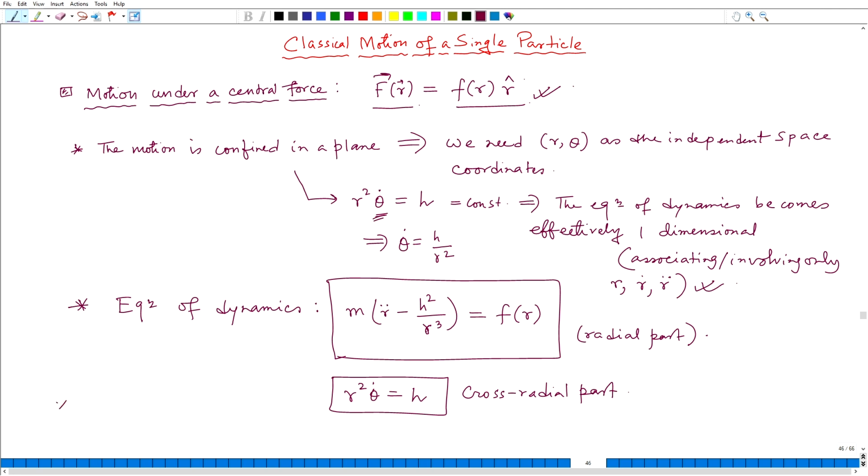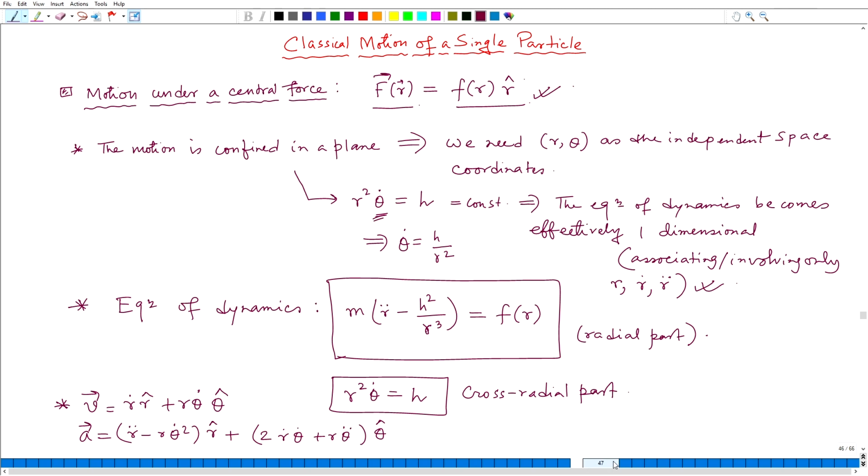Now, I also showed that the velocity is given by r dot r cap plus r theta dot theta cap, and the acceleration is given by this expression: r double dot minus r theta dot square r cap, plus 2 r dot theta dot plus r theta double dot theta cap. So, this is the synopsis of what we have done till now on the central force.